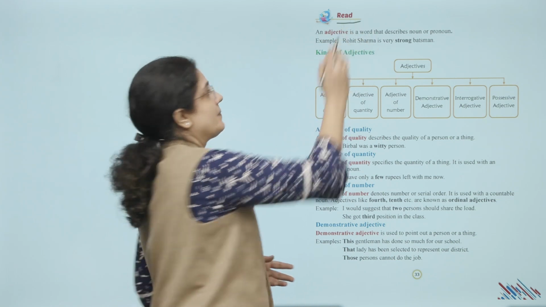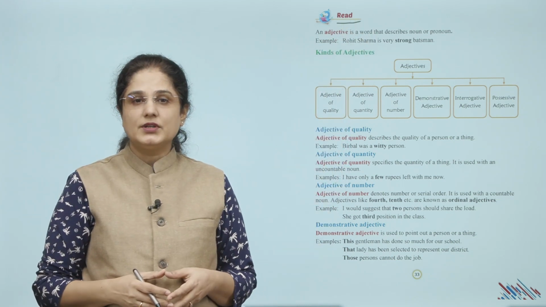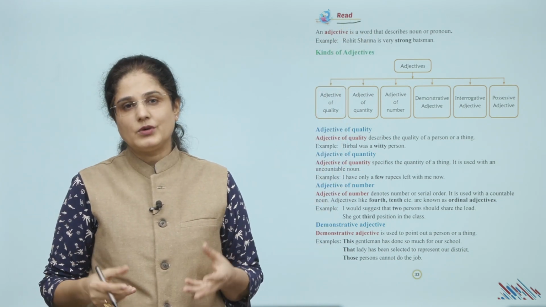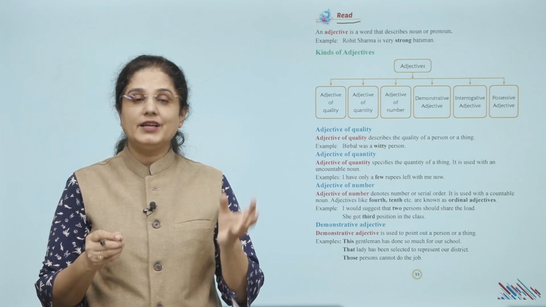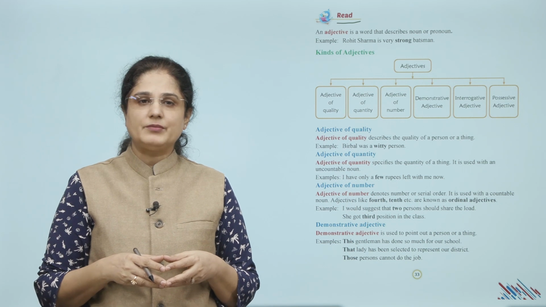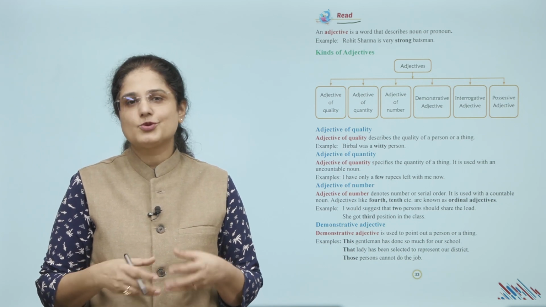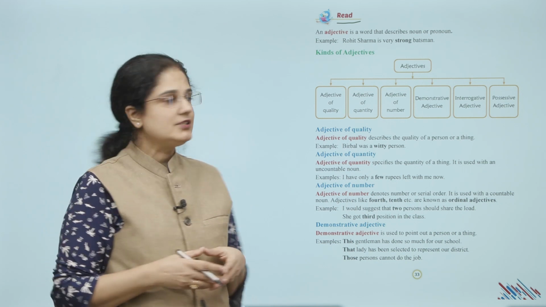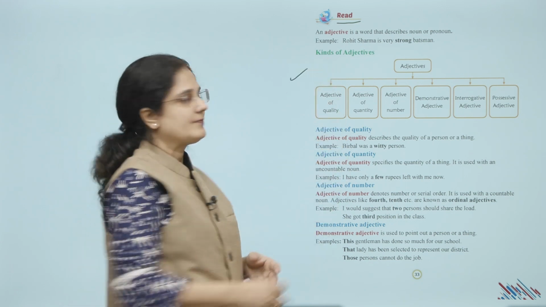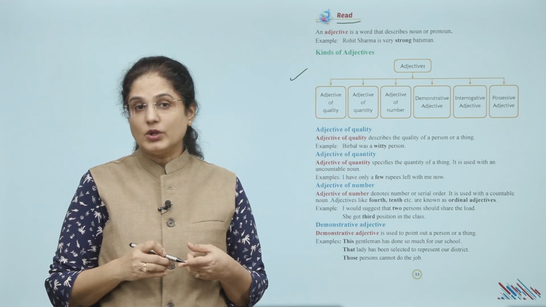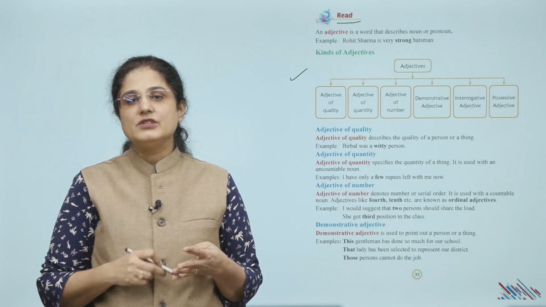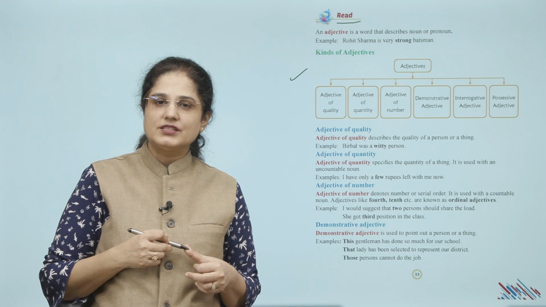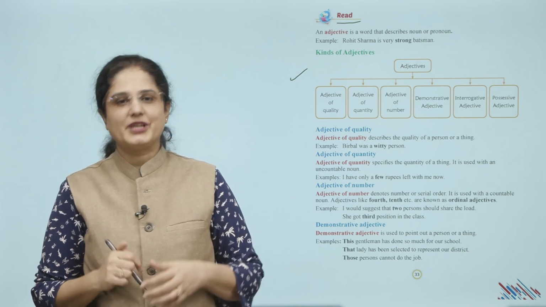Let's read. An adjective is a word that describes noun or pronoun. जो वर्ड्स किसी नाउन या प्रोनाउन को डिस्क्राइब करते हैं उन्हें एडजेक्टिव्स कहते हैं. For example, Rohit Sharma is a very strong batsman. Now let's look at the kinds of adjectives. We have adjective of quality, adjective of quantity, adjective of number, demonstrative adjective, interrogative adjective and possessive adjective.